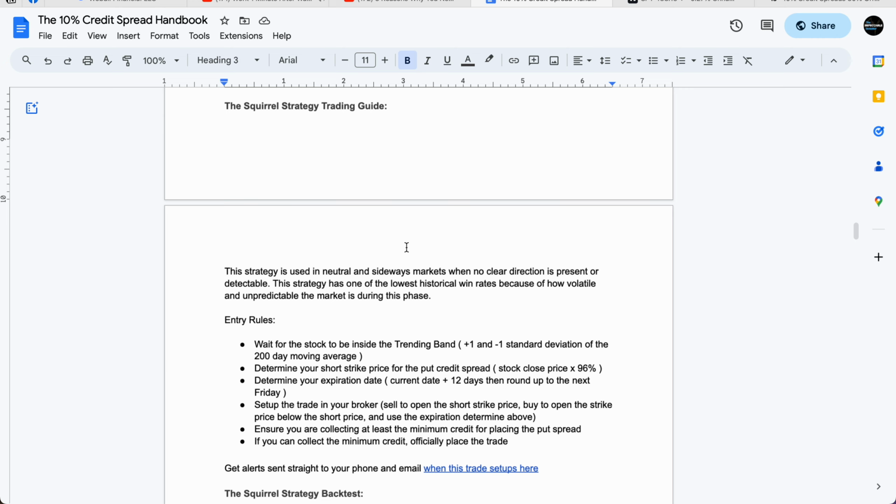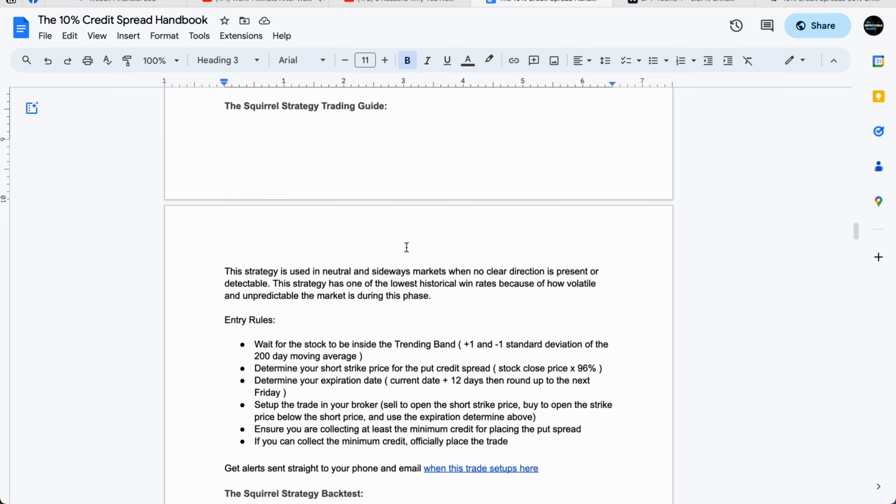But anyways, that's why I called it the Squirrel Strategy, because this period of the market doesn't have any clear direction. It doesn't know what it's doing. It can go up and down, gap up and down, and there is no clear direction to trade. And so that's how we take advantage in this market, is understanding that.